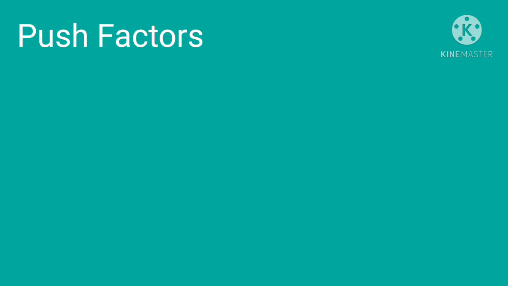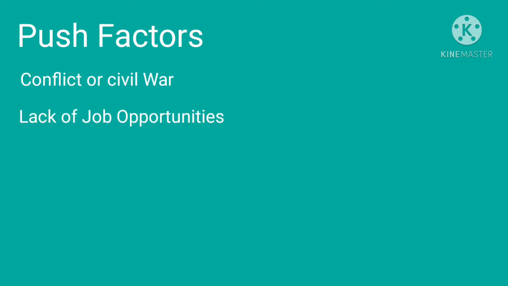The first factor is conflict or war. Conflict or war is an important negative factor which forces people to leave their country. Any kind of war, it can be a civil war or a war between countries, results in people moving to other countries. The other factor is lack of job opportunities. Any kind of job crisis in a country will force people to move to another country so that they can get better earnings, like people migrating from India to Canada.